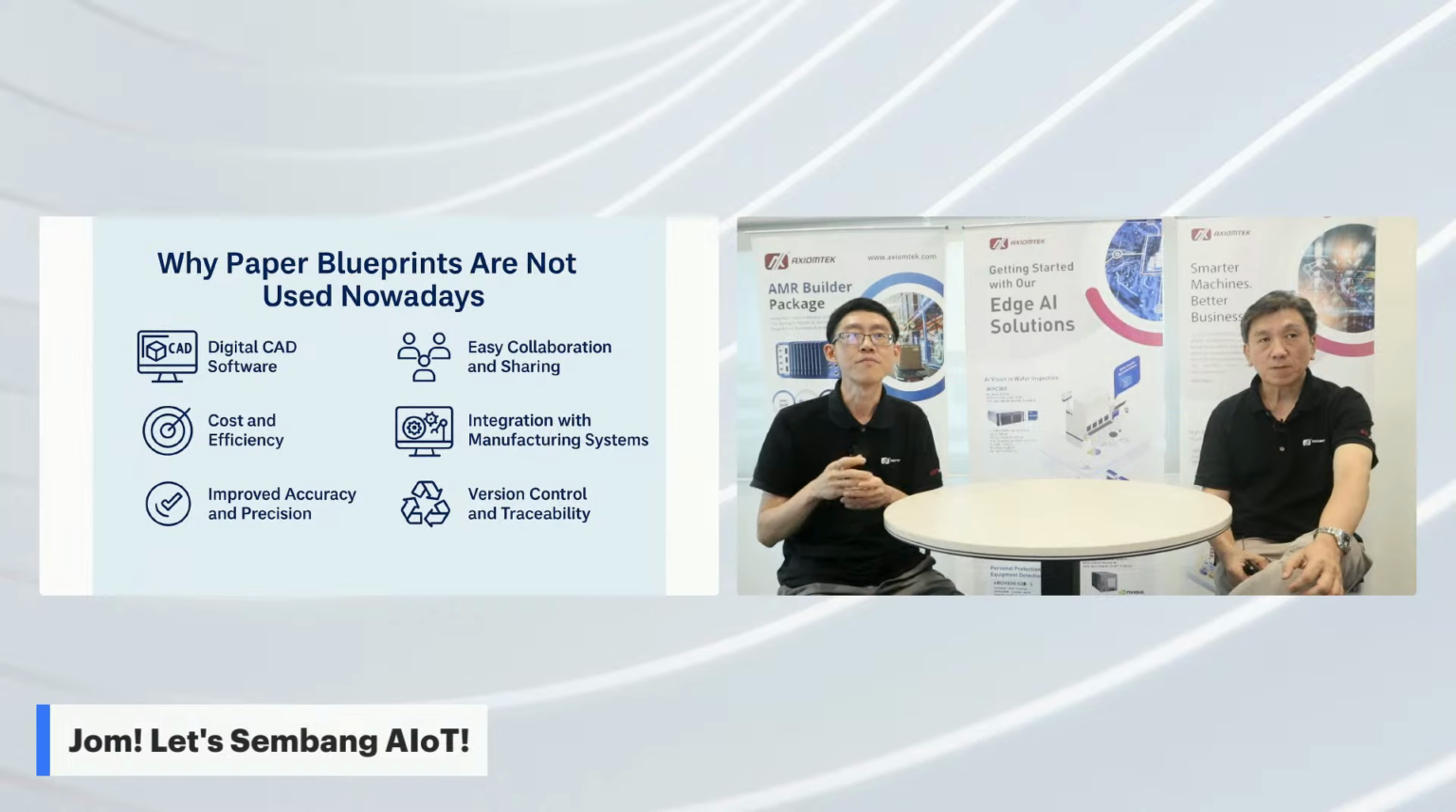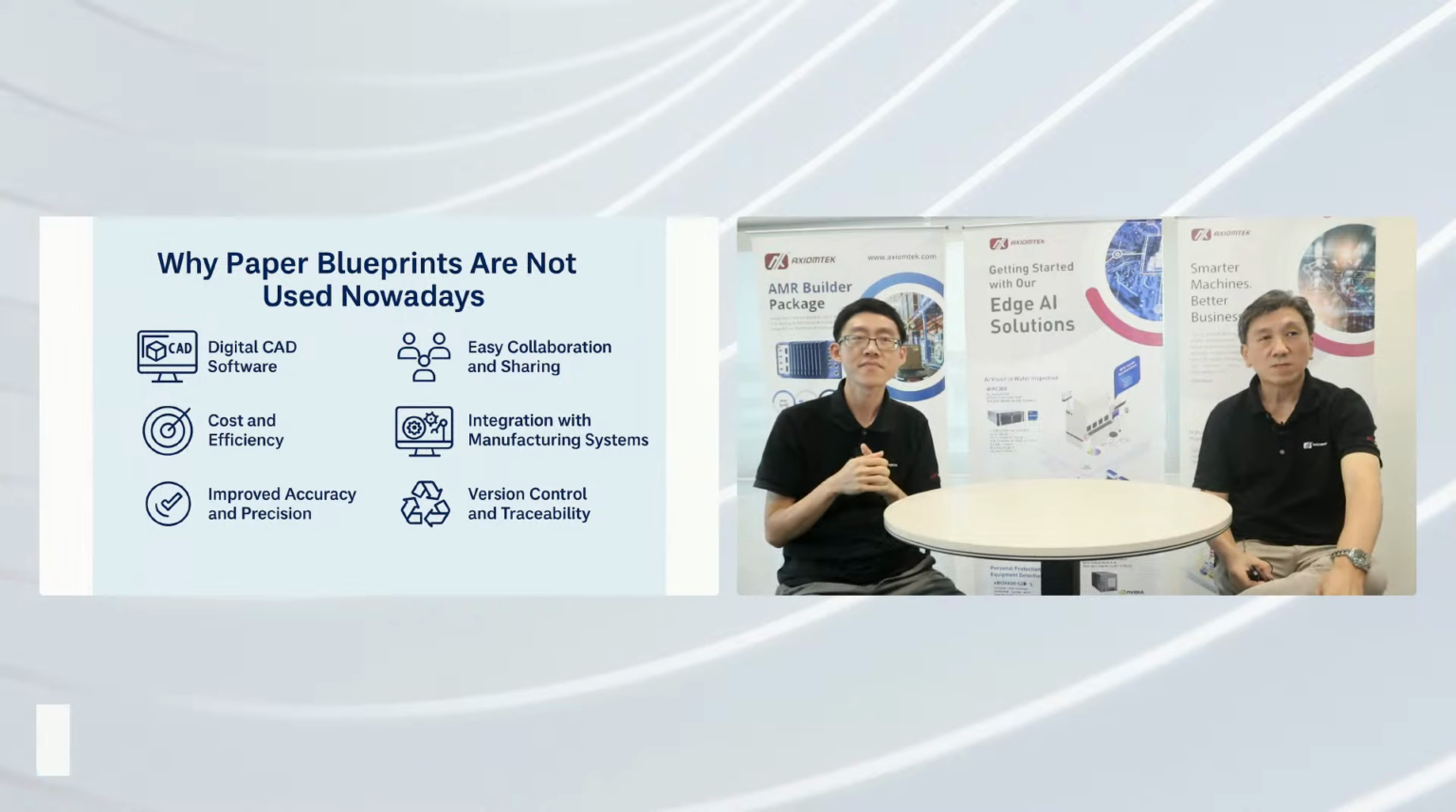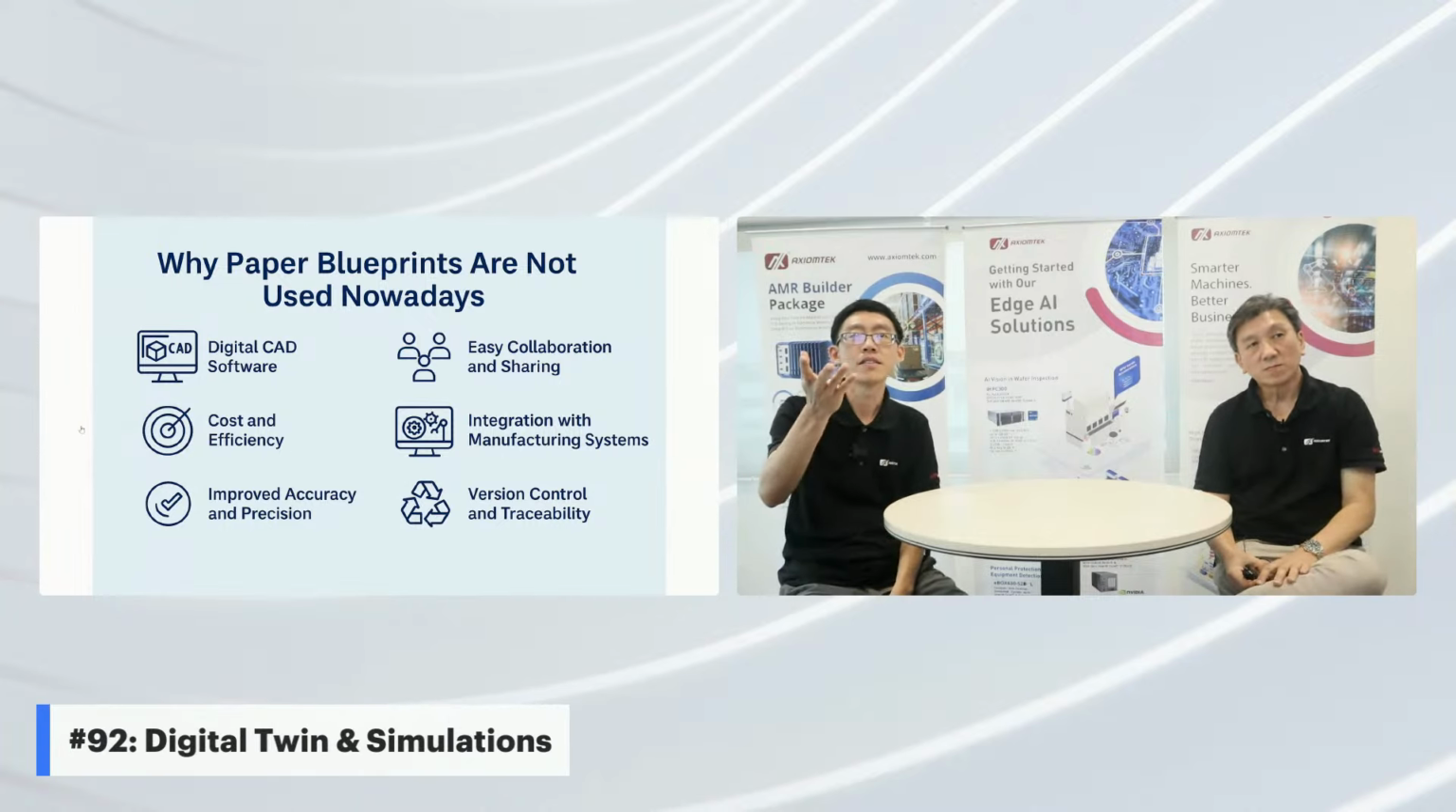And then you also improve the accuracy and the precision. So last time you needed a very long ruler to draw everything. But now using the software, you can get a very accurate dimension. And then it's also easy for collaboration and sharing. If you use paper and want to share with your colleague in another country, it takes many days to reach there. But with the digital version, you just send an email. It's very easy for you to do this.